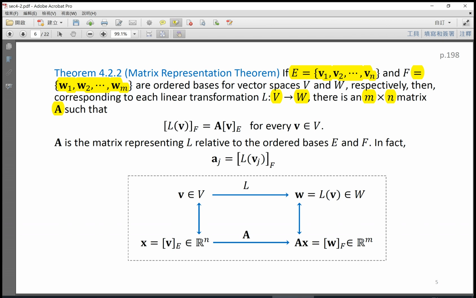At the bottom of this slide is a figure illustrating the relationship between a linear transformation and its matrix representation. Let L be a linear transformation from V to W. Here V and W can be any vector spaces such as polynomials or continuous functions, and are not restricted to Rn or Rm. The matrix A can be viewed as a function from Rn to Rm, where Rn is the vector space of the coordinates of v with respect to E, and Rm is the vector space of the coordinates of w with respect to F.